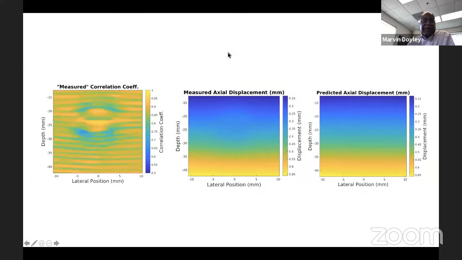So here is what we have. As before, if we did everything nice and we look at the displacement, this is what the axial displacement would look like, and this is what it would look like if we model it. And you see there's good agreement. This is a cross correlation coefficient at every pixel, and it's very, very high, which tells us that we have a lot of confidence that this is good.